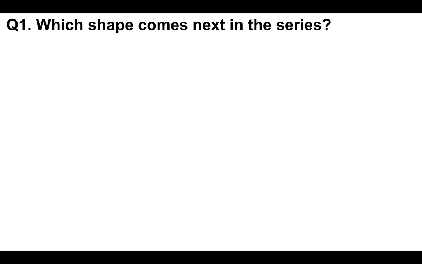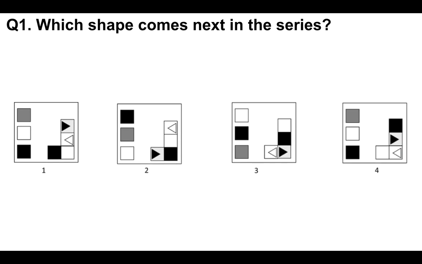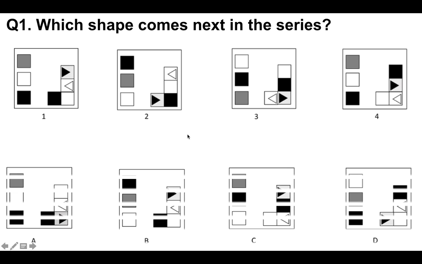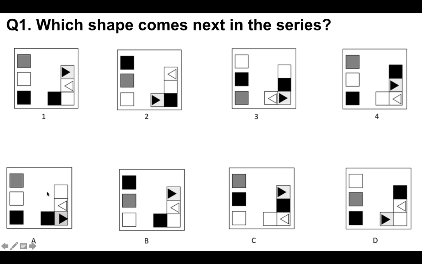Question number 1. Which shape comes next in the series? So we have these squares with patterns in them. We've got 1, 2, 3, 4, and we need to know which one would come next. And we have a number of choices. We have choice A, choice B, choice C, and choice D.